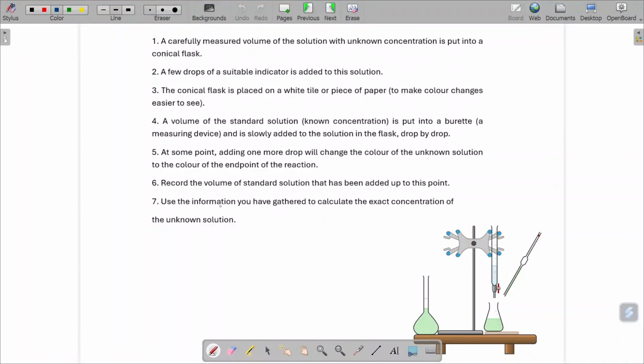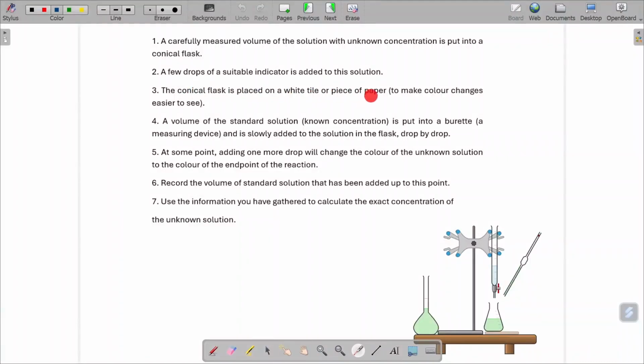Right, so we'll go through the procedure in the next slide. What we do is take a carefully measured volume of the solution with unknown concentration in the conical flask. So we use the pipette to put exactly the right amount of the unknown solution in the conical flask. Right? We then add an indicator to this. The indicator tells us when the equivalence point is reached.